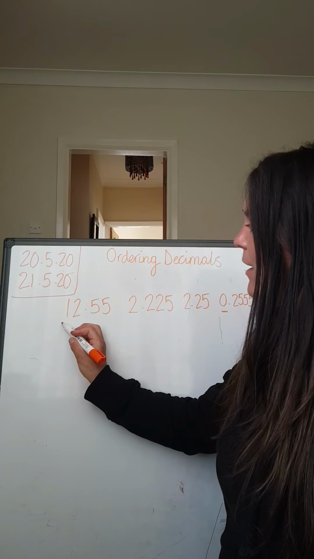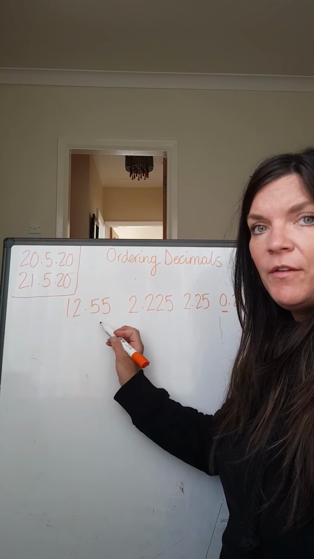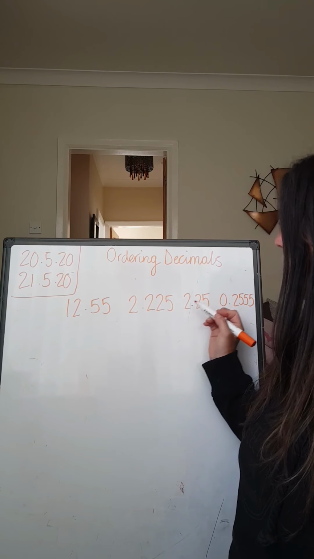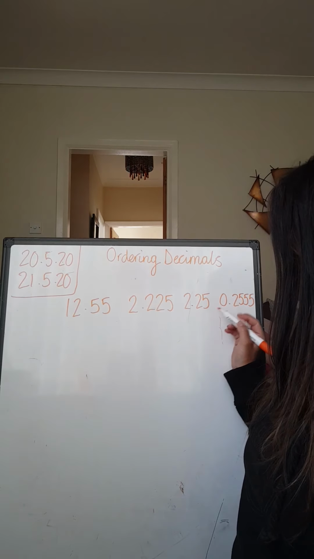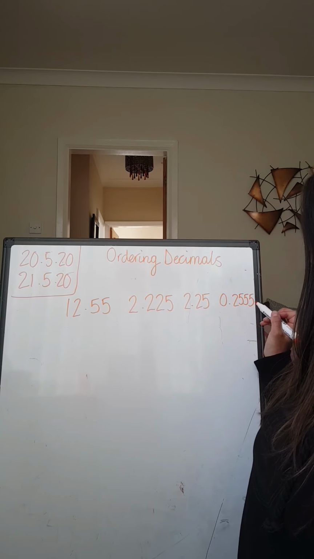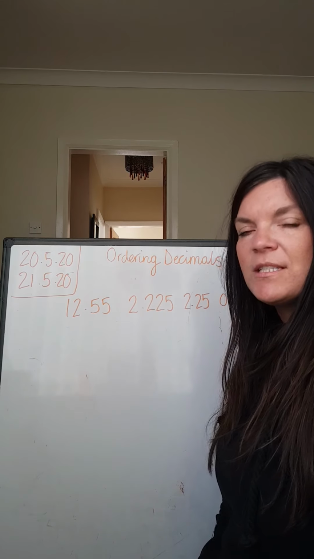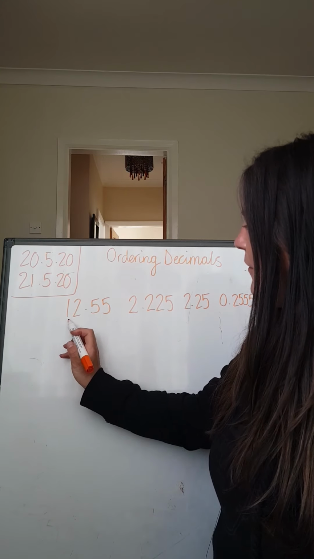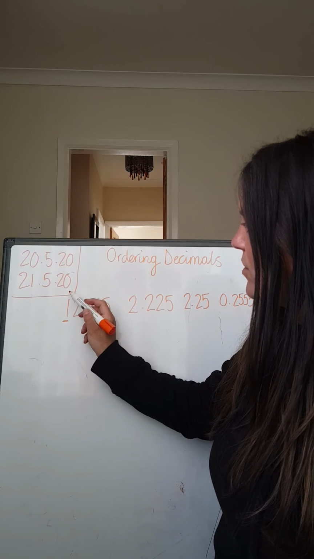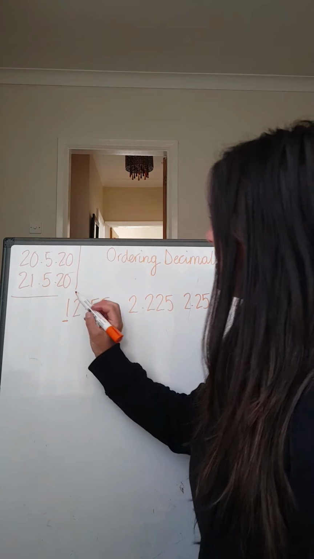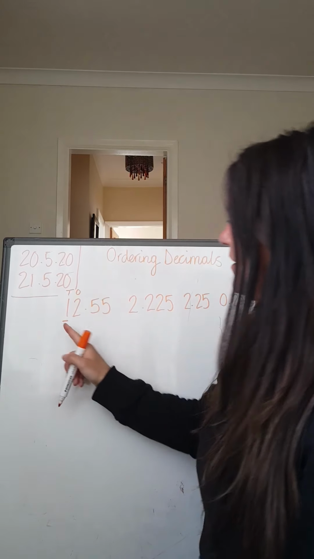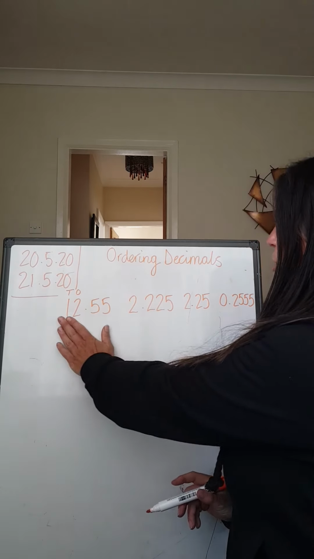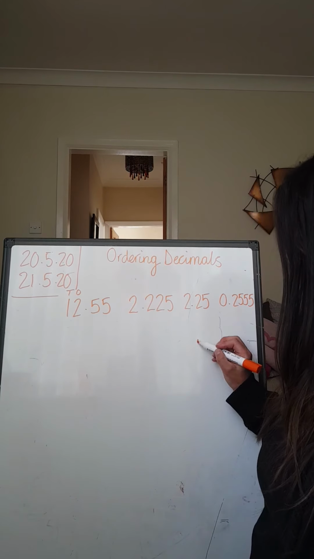So if I say the numbers out loud, I've got 12.55 here, and then I've got 2.225, and then 2.25, and then 0.2555. So if I'm thinking of the smallest number, and I was just looking at the first column, I know that that's not in the ones column. Actually, it's in the tens, isn't it? Because it's a two-digit number before the decimal point. So I've got 12 in that column. So I can't use that one because that's going to be the biggest. Actually, I can put that at the end now.